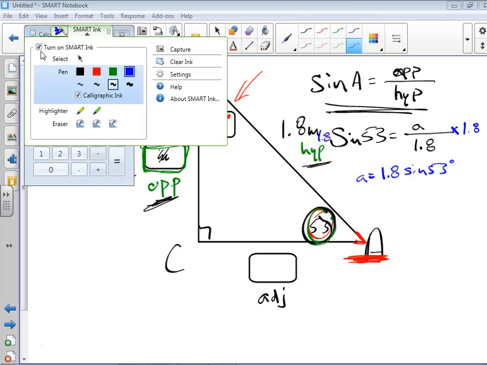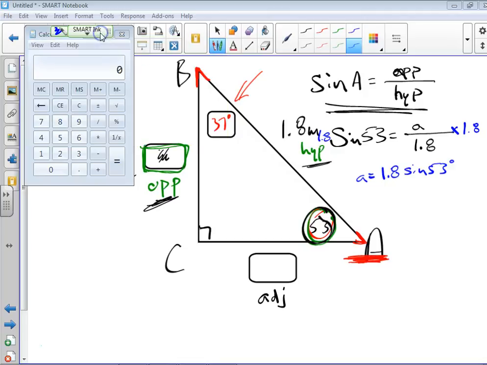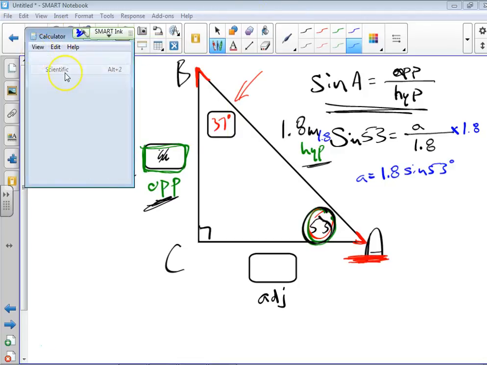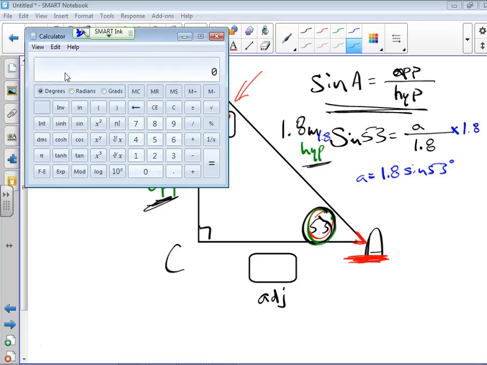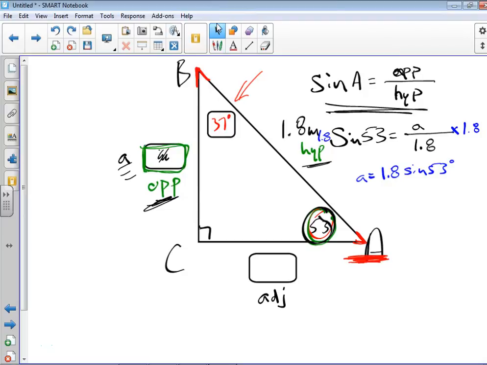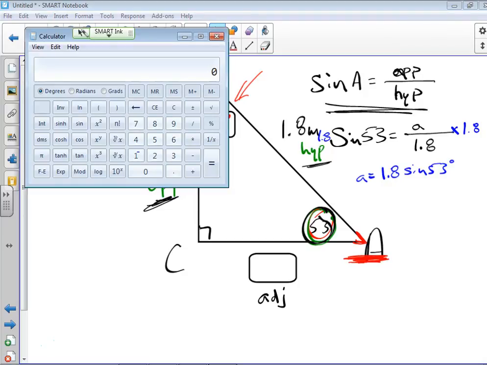I don't want this, so I'm trying to get rid of it. Well, whatever. Just go away. There we go. We'll just do it this way. So I'm going to take 1.8. Fighting with the computer. Hold on.